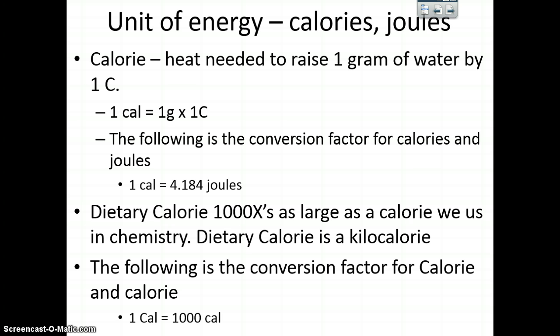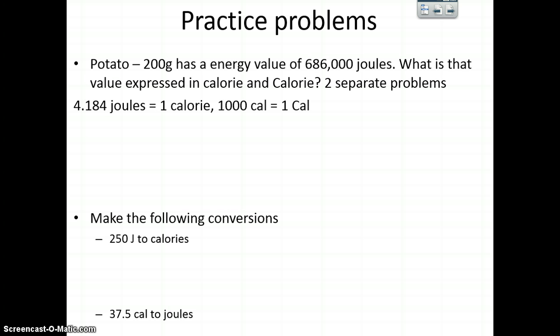So big calorie versus little calorie. 1 big calorie, and you see that the C is capital, is equal to 1,000 little calories. You can see that the C is small. There's that conversion factor which you will be using. So here's just some practice problems we will be doing.